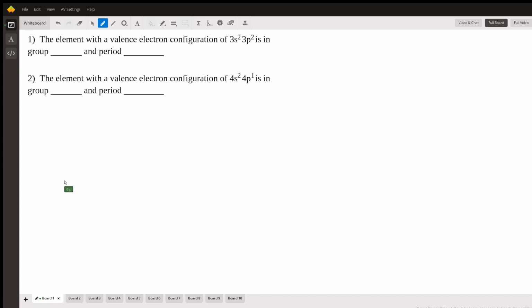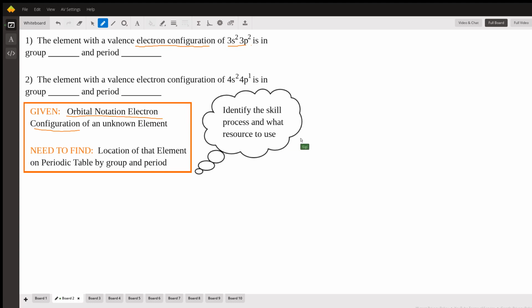So today we've been given two very similar questions. An element with a specific valence electron configuration has what group and what period? Since the question's pretty straightforward, I would like us to focus, instead of identifying the skill process, on what resources we need to use. So let's look a little closer at the most important information we were given of our electron configuration.